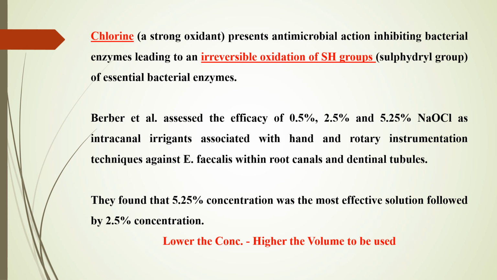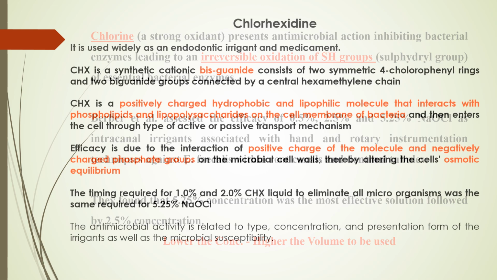Berber et al. assessed the efficacy of 0.5%, 2.5%, and 5.25% sodium hypochlorite as an intracanal irrigant associated with hand and rotary instrumentation against Enterococcus faecalis within the root canals and dentinal tubules. They found that the 5.25% concentration was very effective, followed by 2.5% sodium hypochlorite.